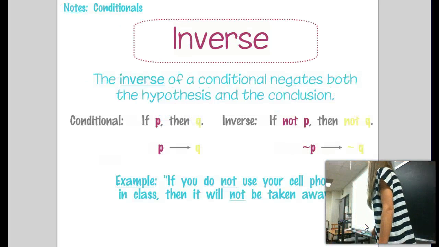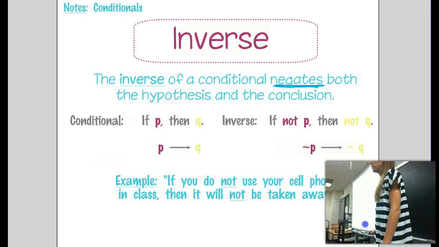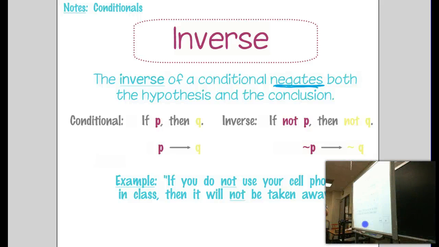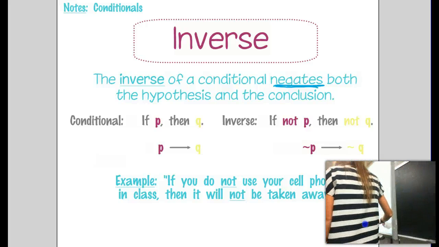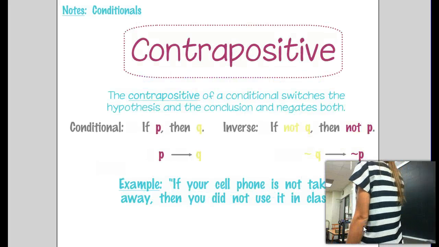Inverse. An inverse is when you negate the hypothesis and the conclusion, when you put not and not. So if you use your cell phone in class, then it will be taken away. If you do not use your cell phone in class, then it will not be taken away. You just put a not and a not. This is logic. We're learning logic. Isn't it weird to be learning logic in geometry? You're like, this is not math. This is English. Okay, moving on.